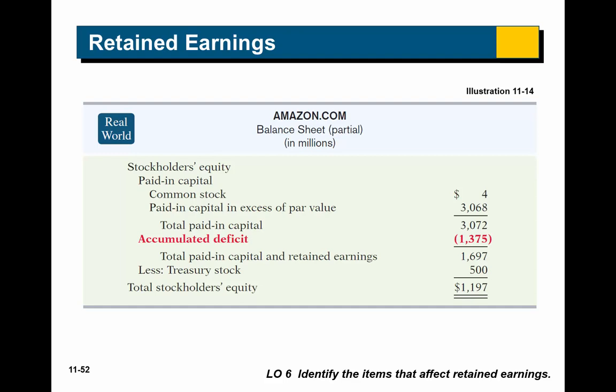There's an example of one right there, company Amazon.com. They have an accumulated deficit of, and this is in millions, so add 6 zeros. That's a lot of money, right? That would be $1,375,000,000 in accumulated deficit.